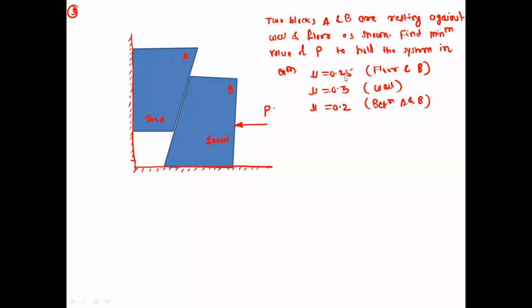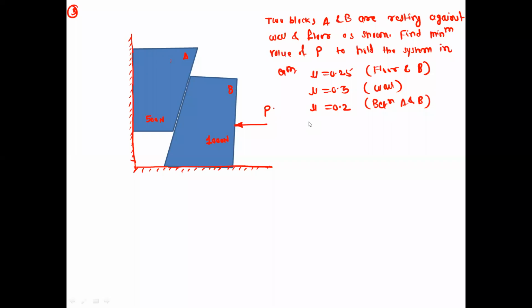Mu is equal to 0.25 between the floor and the block B. Mu is equal to 0.3 between block A and the wall, and mu is equal to 0.2 between block A and B. And for the two blocks, weights are given. Block A has a weight of 500 Newton, and block B is 1000 Newton.